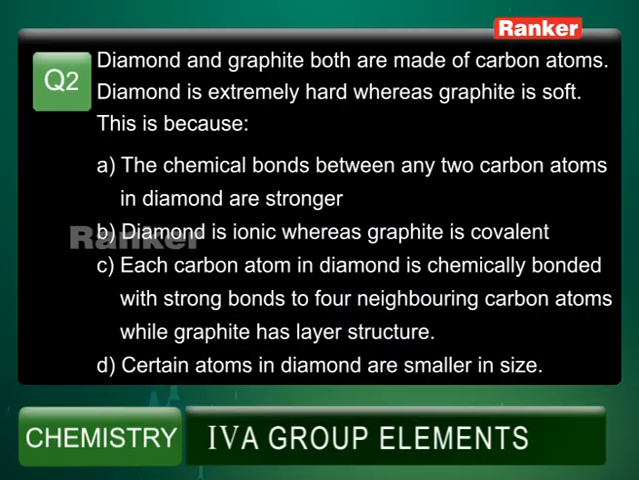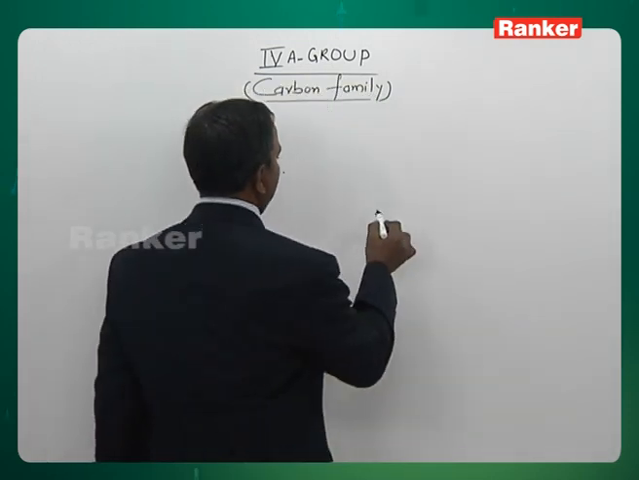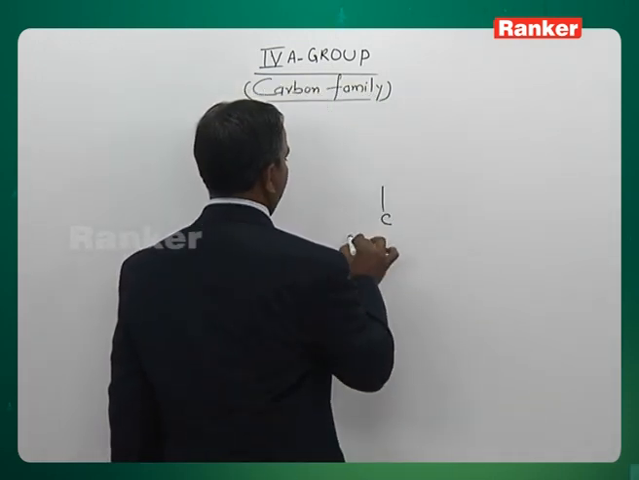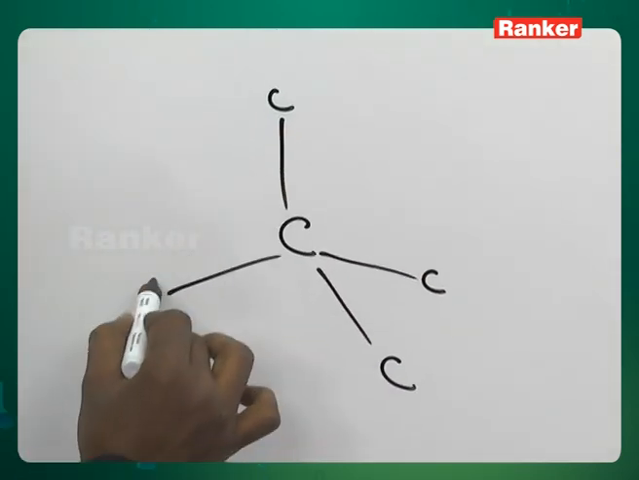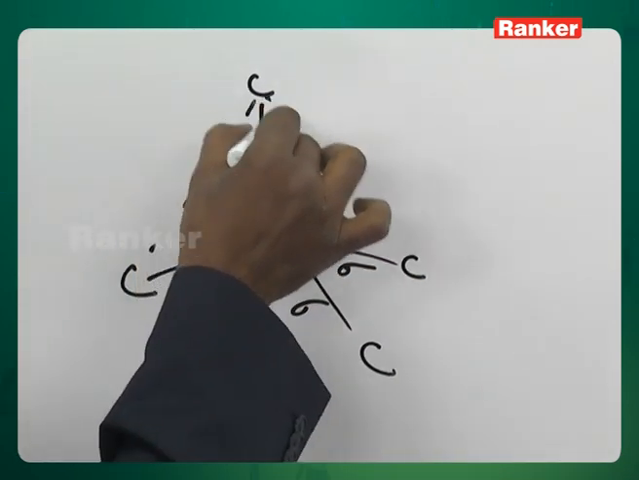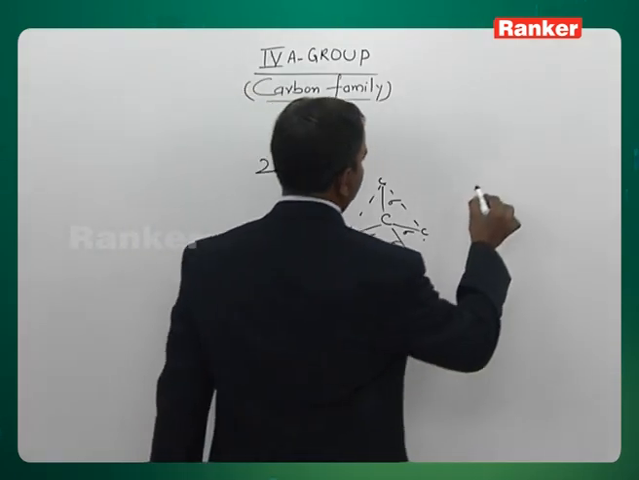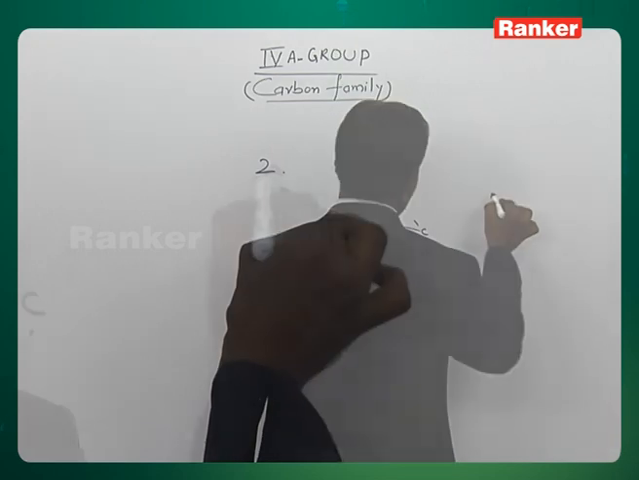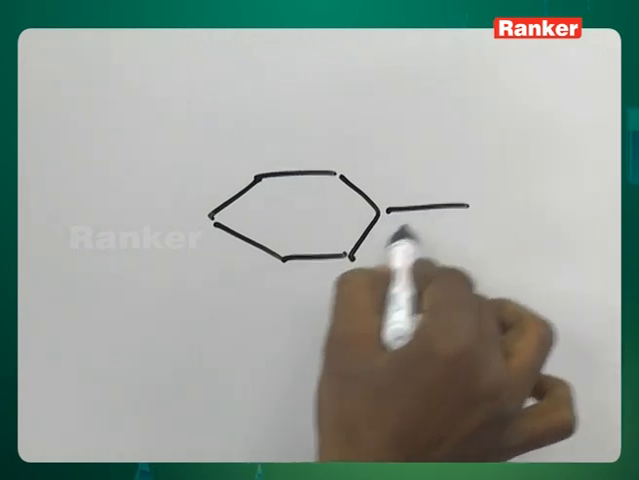Each carbon atom in diamond is chemically bonded with strong bonds to 4 neighboring carbon atoms, while graphite has a layered structure. Yes, in diamond, each carbon atom is linked to 4 neighboring carbon atoms by strong covalent sigma bonds in a tetrahedral geometry. But graphite has a layered structure. Hexagonal layers are there in graphite.